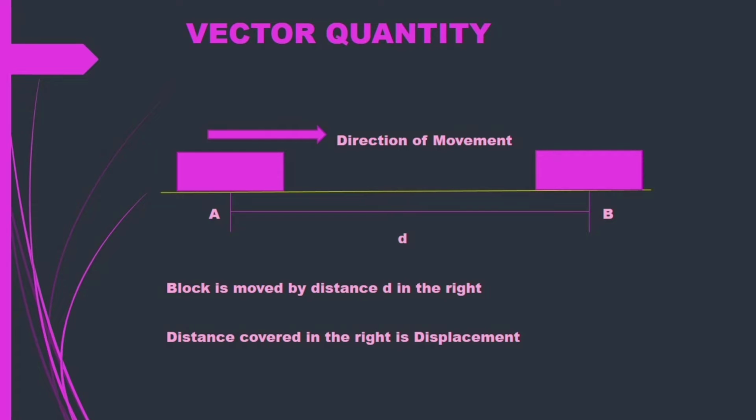Now, let's say that we have moved the block by 10 meters to the right. Now, we know the magnitude and direction both, so it is vector quantity. This movement of object with the direction is called as displacement. In previous slide, we did not know the direction, hence it was scalar. Here in this case we know both magnitude and direction. So displacement is vector quantity.